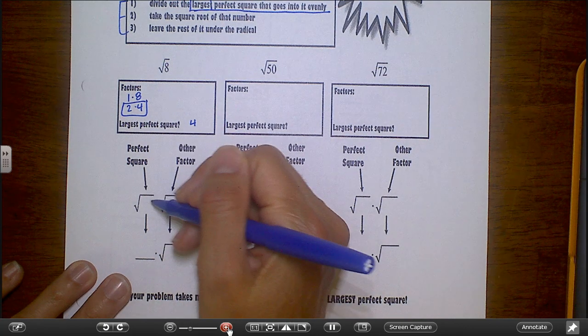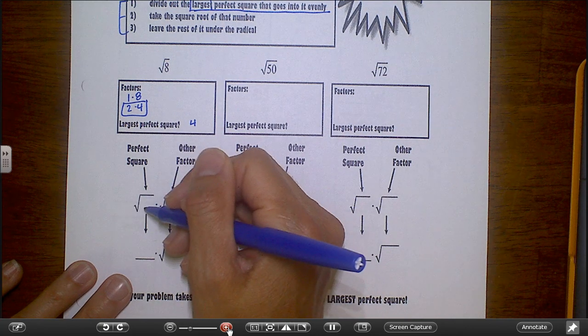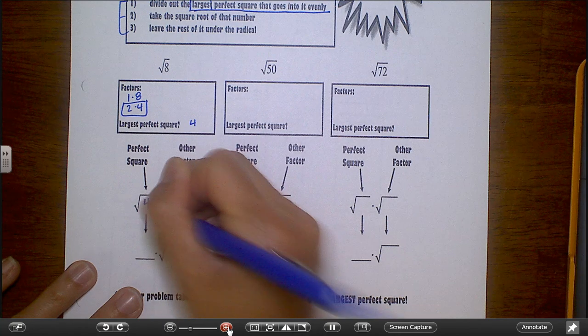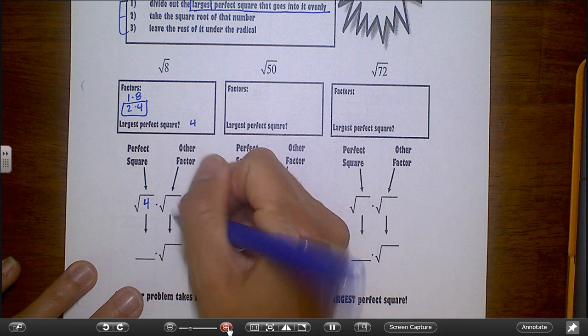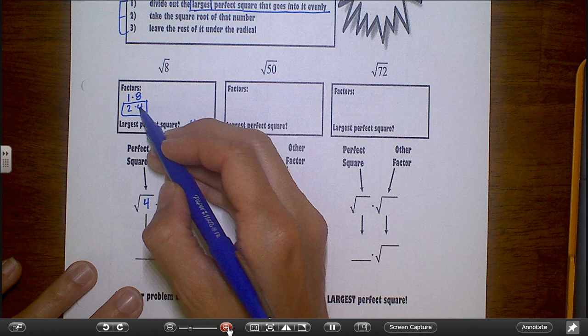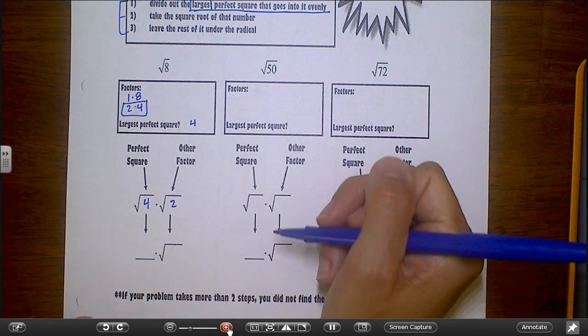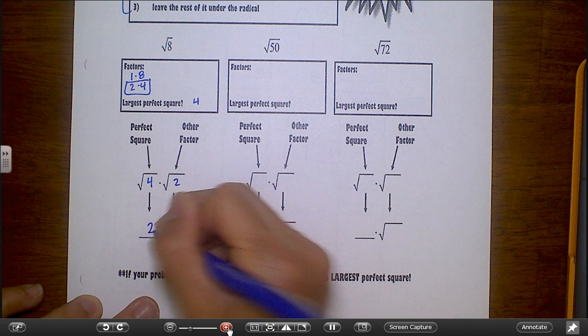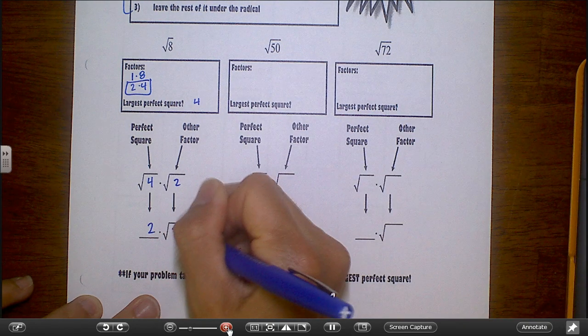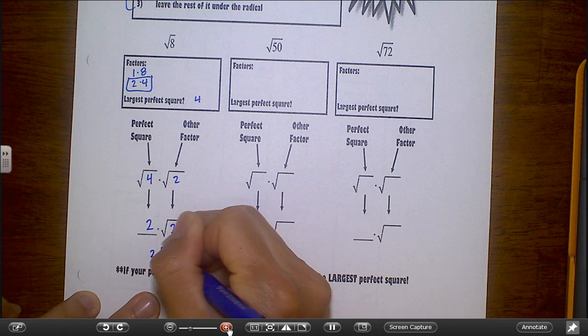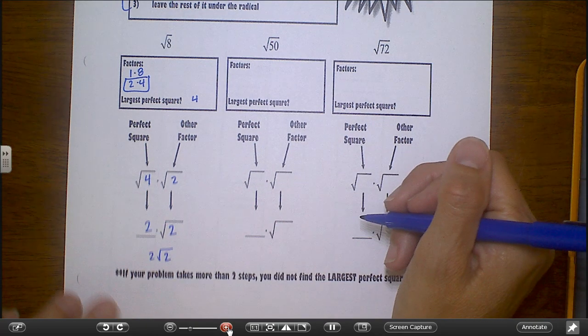I write underneath the first radical the perfect square. Underneath the other one, I write the other factor that goes into it. So this would be 4 times 2. And then I take the square root of 4, which is 2, and then I leave the square root of 2 as it is. So my answer to this is 2 rad 2, or 2 times the square root of 2.